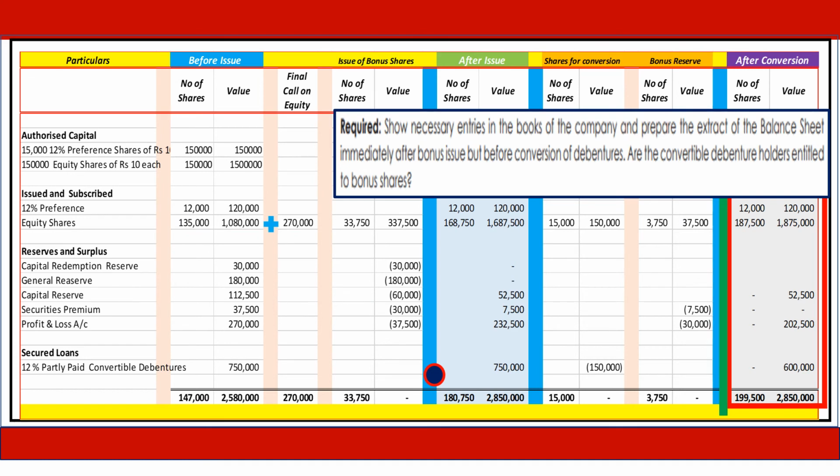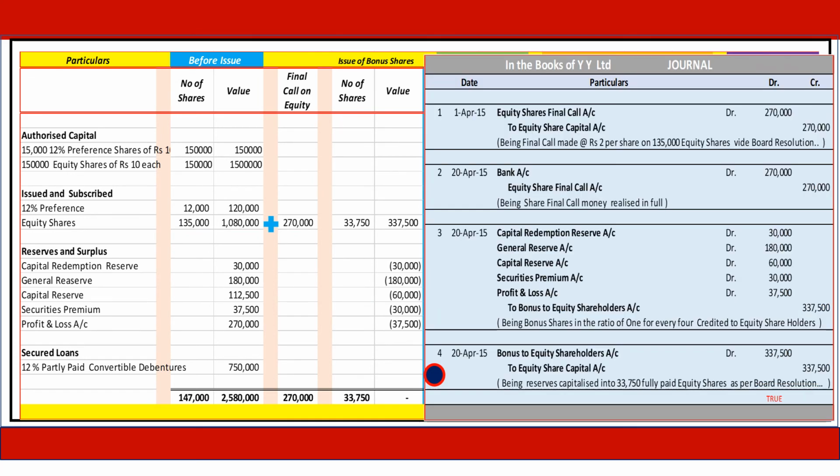Now, what the problem asks: show necessary entries in the books of the company and prepare the balance sheet. What is the entry? 2,70,000 we raised, equity share final call on capital account, and then we received the money on 20th April, bank account, equity share final call account. Then we issued on equity 33,750 shares as bonus shares, transferring from reserves to capital.